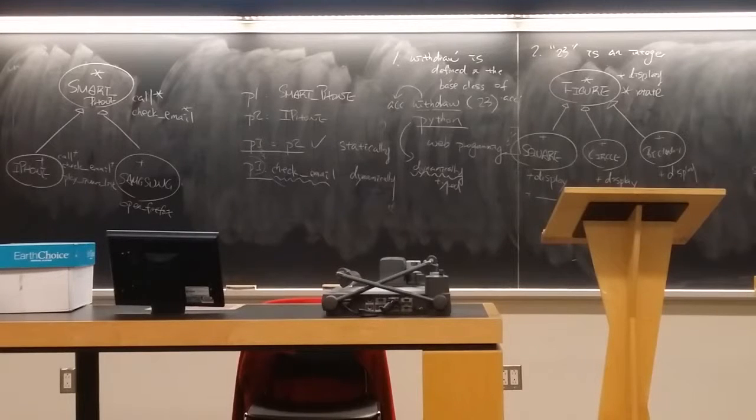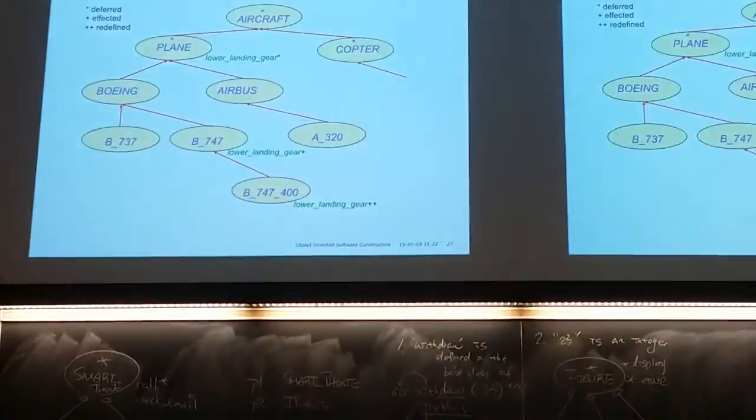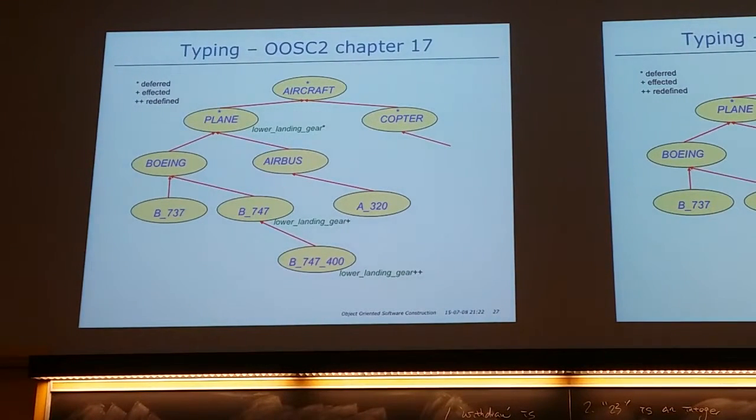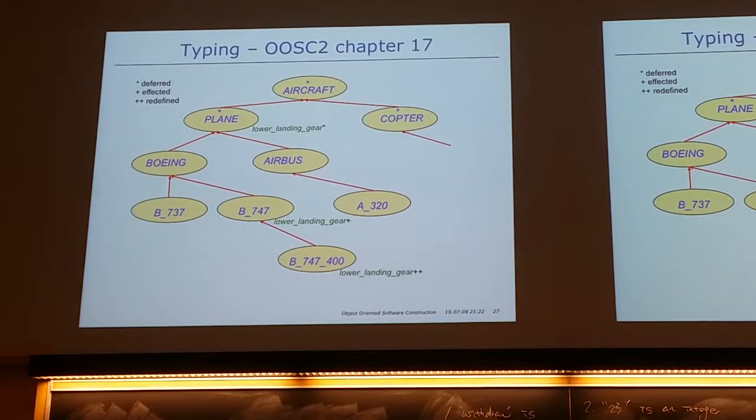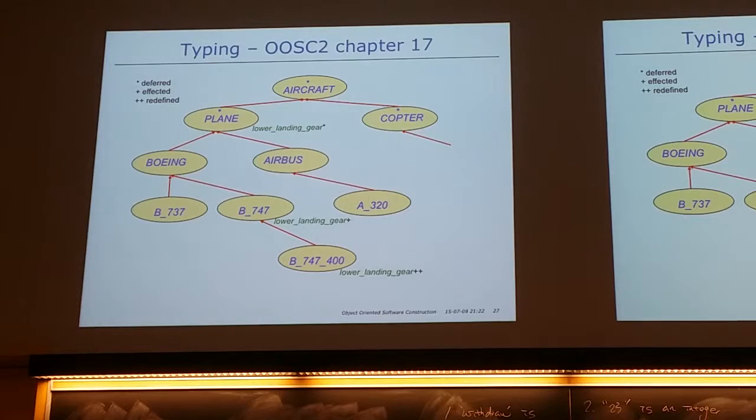Okay, this is just one example to show you. So let's say we have some hierarchy. This is a new example rather than figures. We have some aircraft example here. We have plane. So for the plane, as opposed to helicopter, we have lower landing gear, and lower landing gear is simply deferred for the generic plane. And for Airbus, or for Boeing, or specifically the B747, we actually have a particular implementation for lower landing gear. You can see we have a star here, that means it's deferred. Here we have a plus, that means we're making it effective.